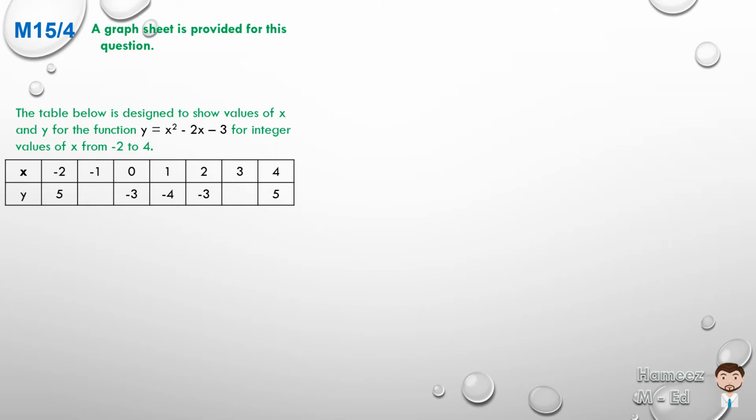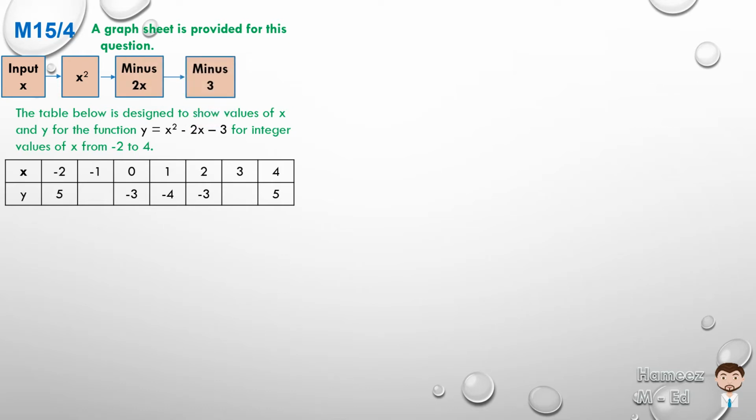So just to help out students who are having problems understanding what's happening here, let's draw a flowchart so we can put in the input as x. And how do we follow that formula there? y equal to x squared minus 2x minus 3. So if the input is x, the first thing to do is square the x, and then take away 2 times x, and then minus 3, and that will give us our output, our y value. So whatever number we put in as the input, let's say minus 2, plug it into here, we'll get our output as 5. That's how we got our first point, minus 2, 5.